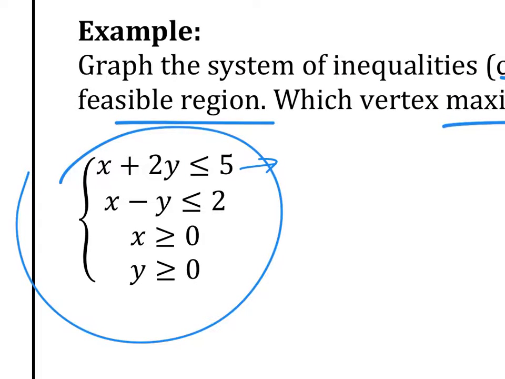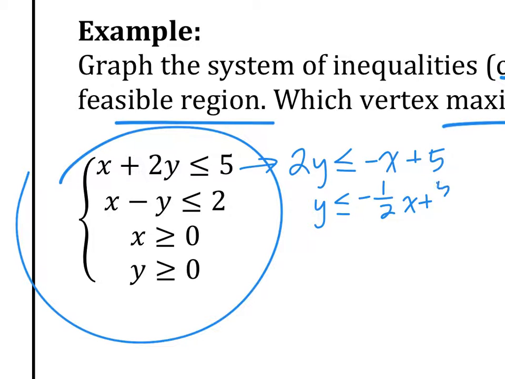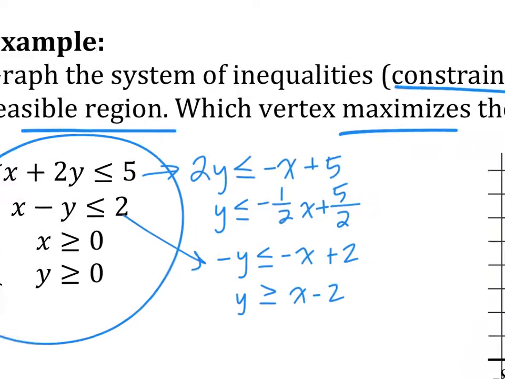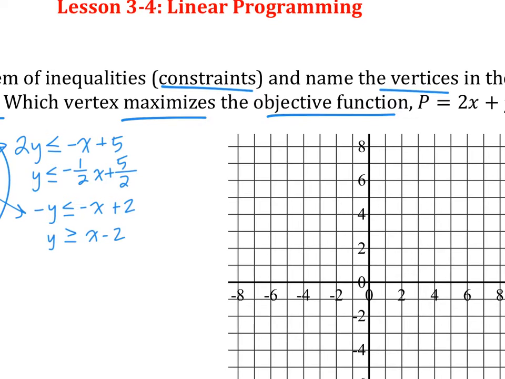If you try to graph this one, put it in y equals mx plus b. So that's 2y less than equal to minus x plus 5. Divide everything by 2. Y is less than equal to negative 1/2 x plus 5 over 2. In this equation, that's going to be negative y less than equal to minus x plus 2. Divide everything by negative 1. Y is greater than equal to x minus 2. All right, so we graph those two.